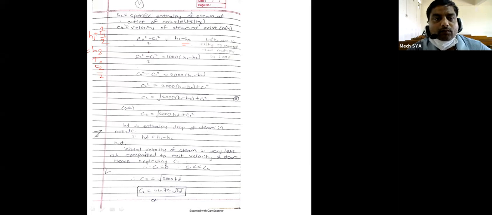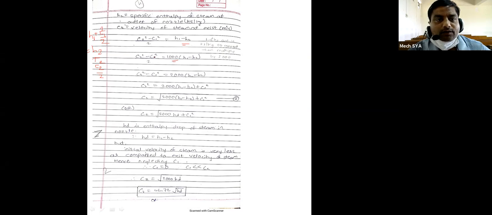So we want to make sure the units are always balanced. Dimensions are balanced at both sides. So when we want to make it joule per kg, the SI unit of heat is joule per kg. So to make it joule per kg from kilojoule per kg, we have to multiply it by 1000 so that we have the SI units on both sides.